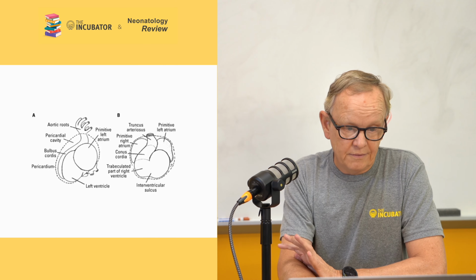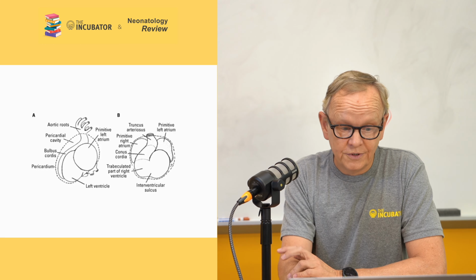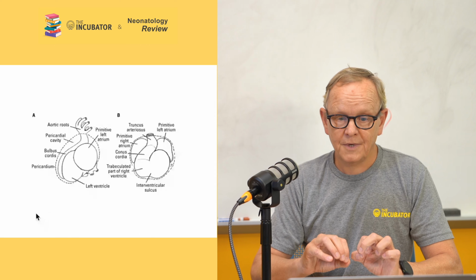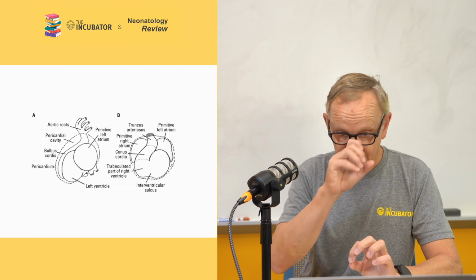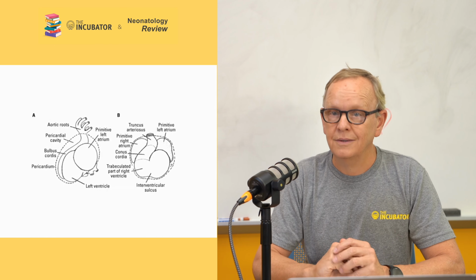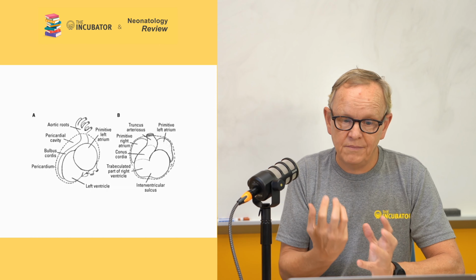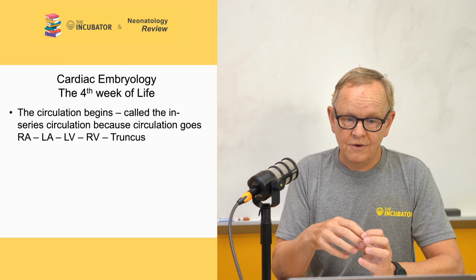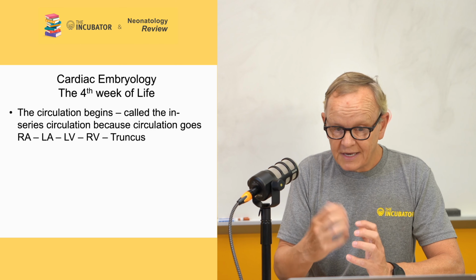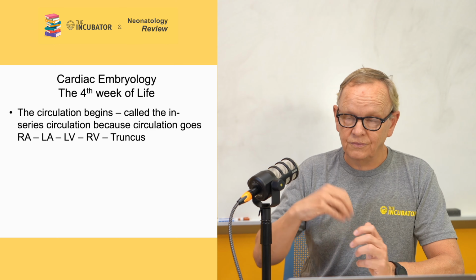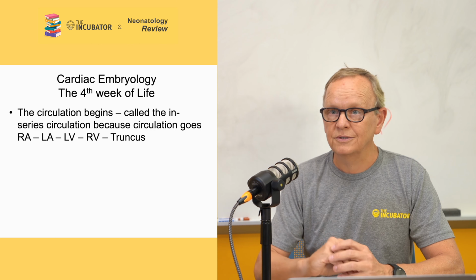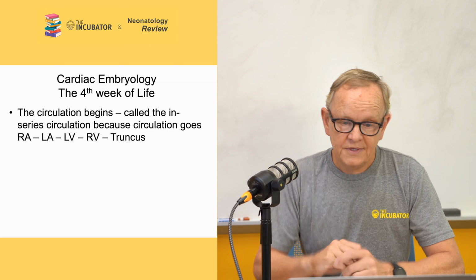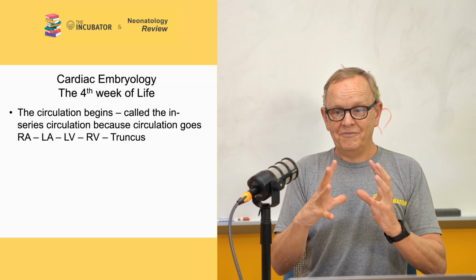So we talked about looping and convergence, and during this stage, the fourth week of life, you have this rudimentary circulation. Now you have a circular circulation that goes from the right atrium to the left atrium to the left ventricle to the right ventricle and out through the truncus. As part of this aspect, you can imagine what still needs to happen.